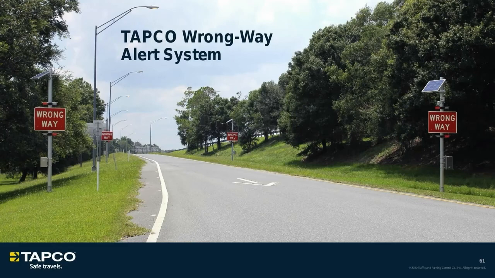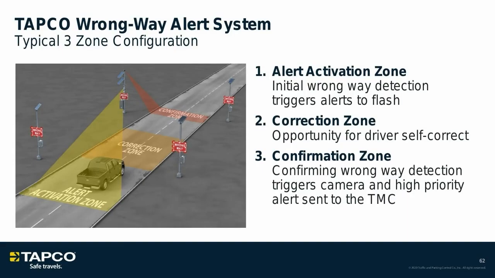So the way that we design our systems is in a 3-zone configuration style system. As the vehicle turns and goes up the wrong way, you'll have the alert activation zone. That initial warning turns on and triggers the signs to flash, or whatever we've got up there as a warning device, whether it's beacons or blinker signs or a combination of both. Those will begin to flash. Your correction zone is the middle zone, which allows the vehicle to recognize they're going the wrong way and then turn around and go back down the ramp.